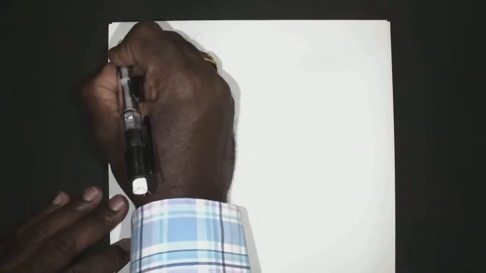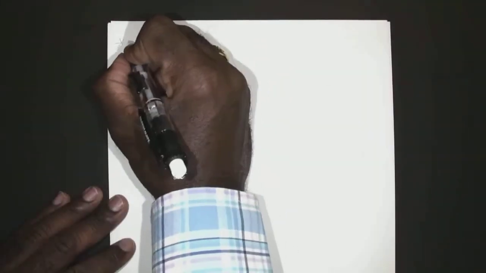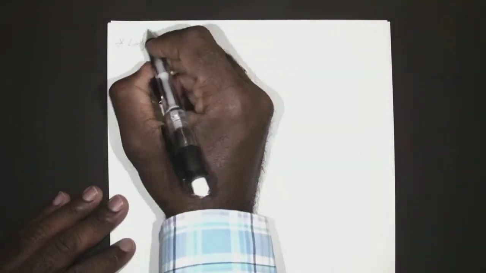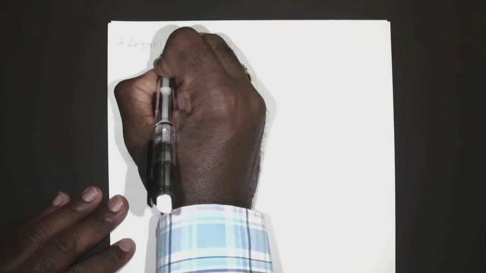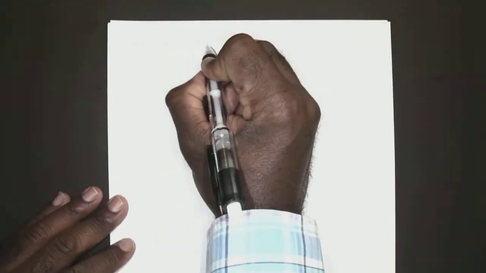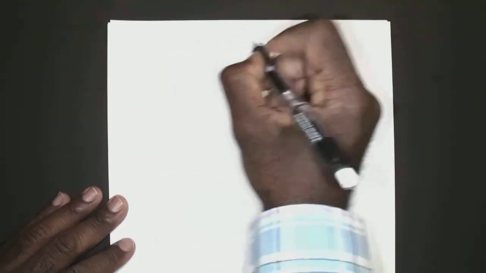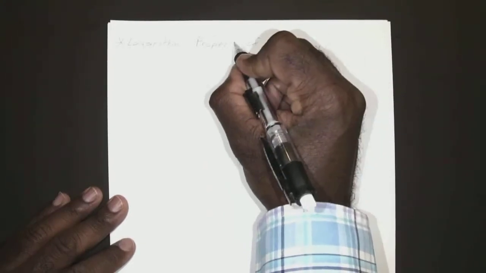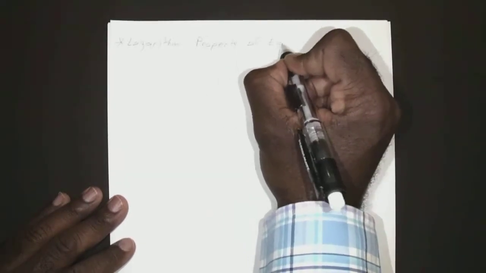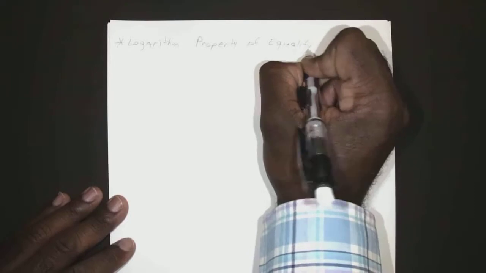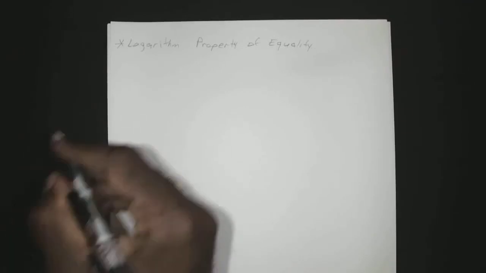Okay, so now we're going to look at the logarithm property of equality. The same way we had the exponent law of property: if the bases are the same, then the exponents have to be equal for it to be true.